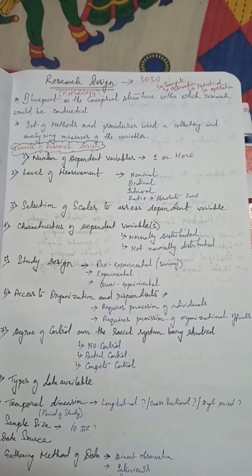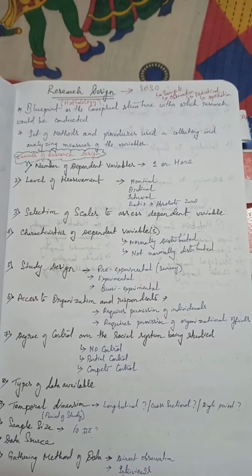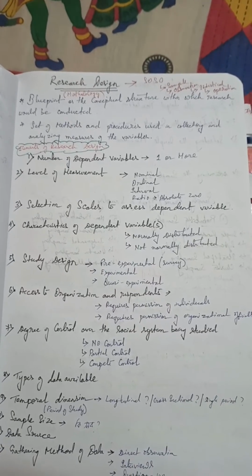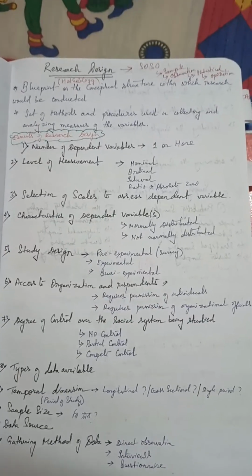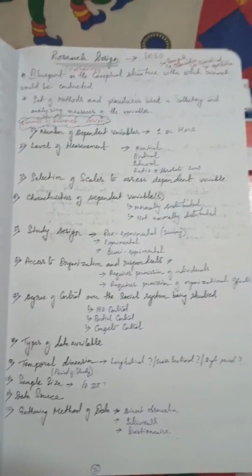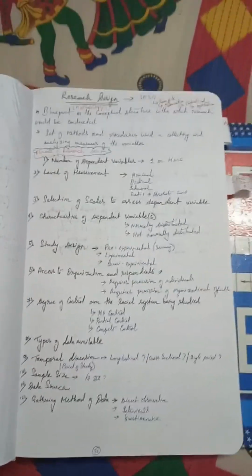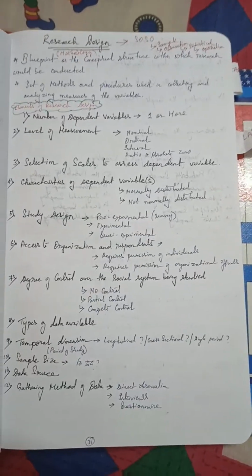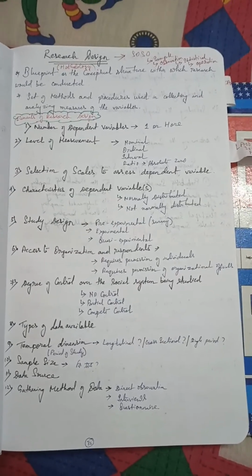It's a set of methods and procedures used in collecting and analyzing measures of the variables. While conducting research, we deal with variables. So research design is also known as methodology. Elements of research design: while talking about the elements of research design, we can say the number of dependent variables, one or more. Before starting our research, we must identify these particular things, right?